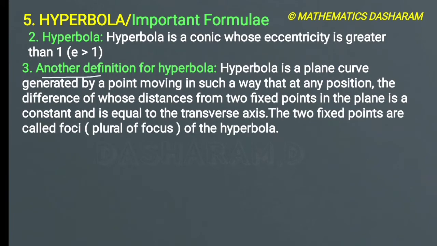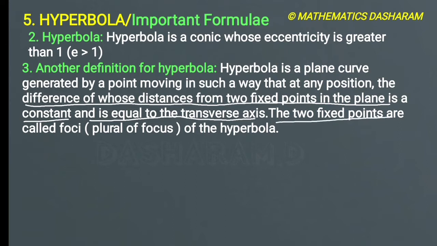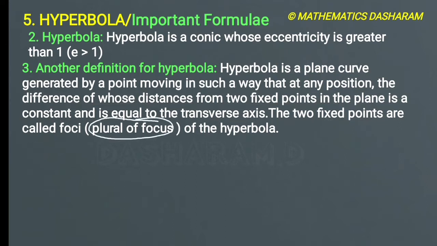Another definition for a hyperbola is a plane curve generated by a point moving in such a way that at any position the difference of its distances from two fixed points in a plane is a constant and is equal to the transverse axis. The two fixed points are called foci. Foci is the plural form of focus of the hyperbola.